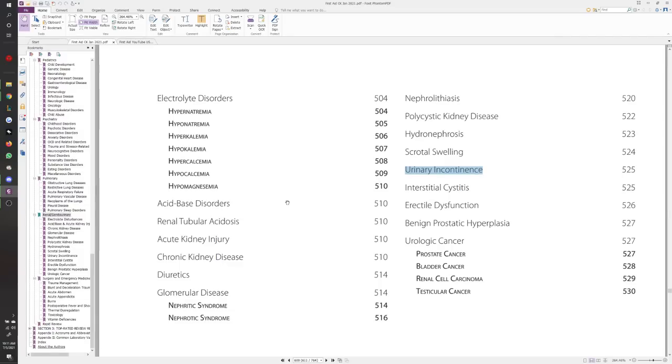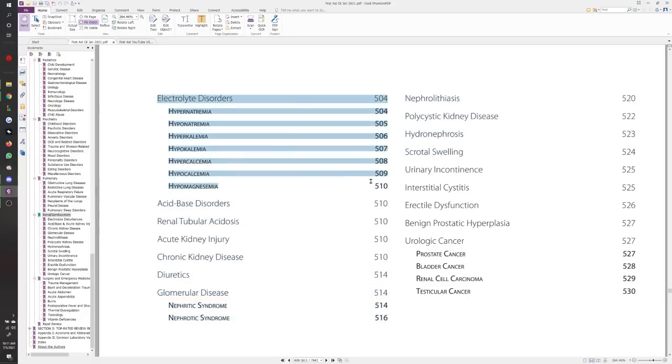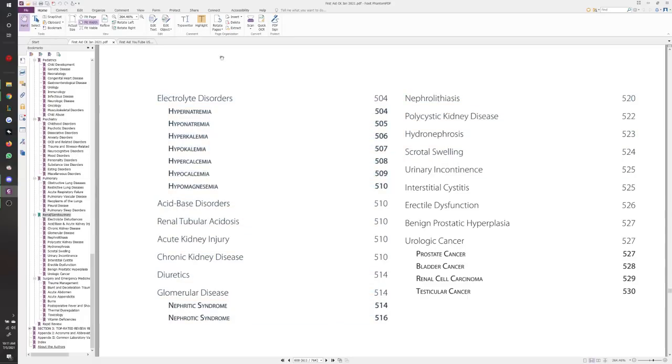So that being said, first thing here is actually talking about electrolyte disorders. Now, electrolyte disorders, it's so significant for them. They've actually listed out the page number for each one of these things individually. And questions about electrolyte disorders is very similar to Step 1 nutrition, where you would get vitamin deficiency questions.